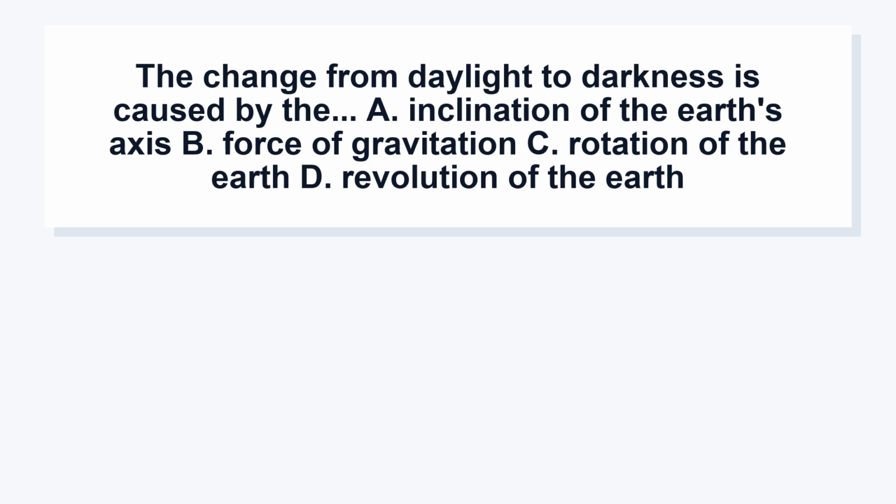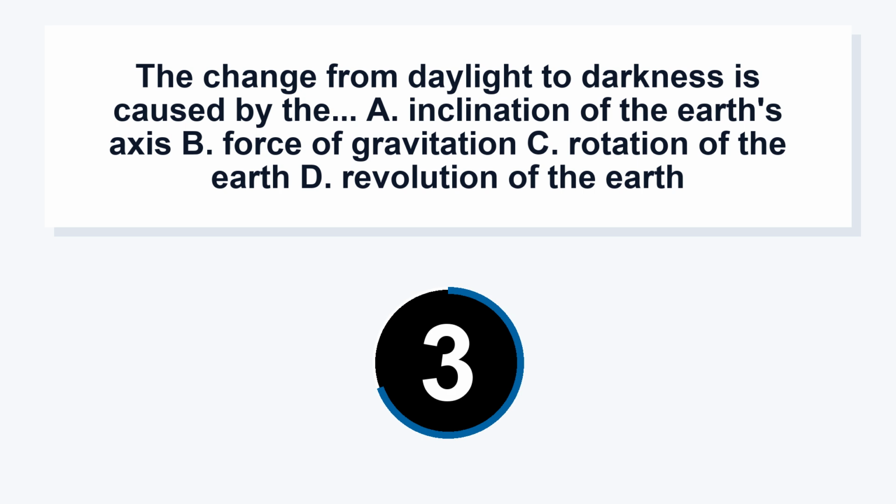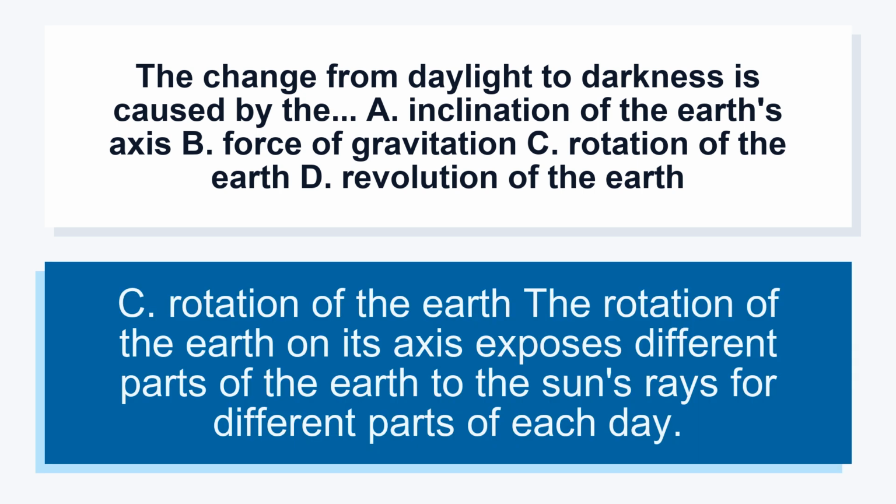The change from daylight to darkness is caused by the A. Inclination of the Earth's axis. B. Force of gravitation. C. Rotation of the Earth. D. Revolution of the Earth. C. Rotation of the Earth. The rotation of the Earth on its axis exposes different parts of the Earth to the sun's rays for different parts of each day.